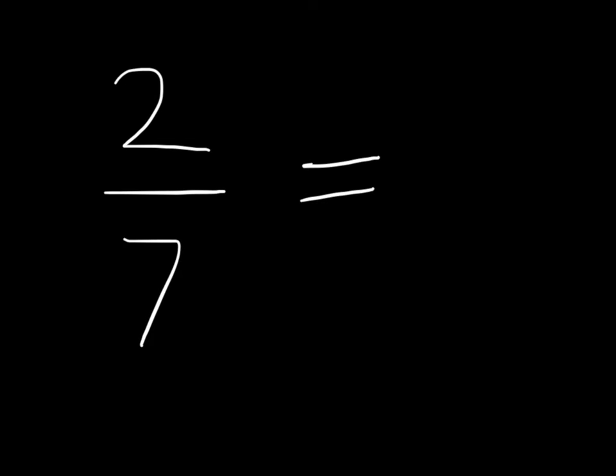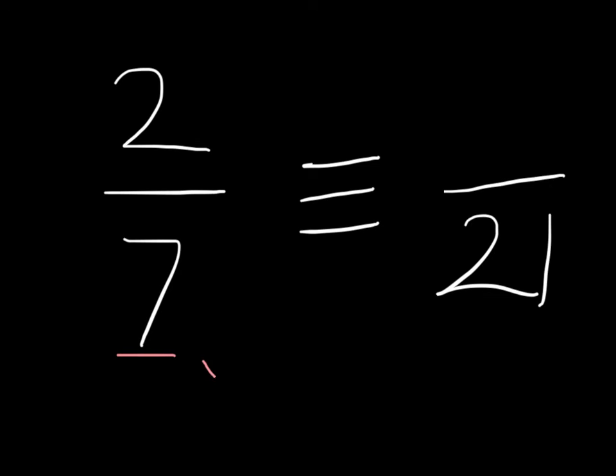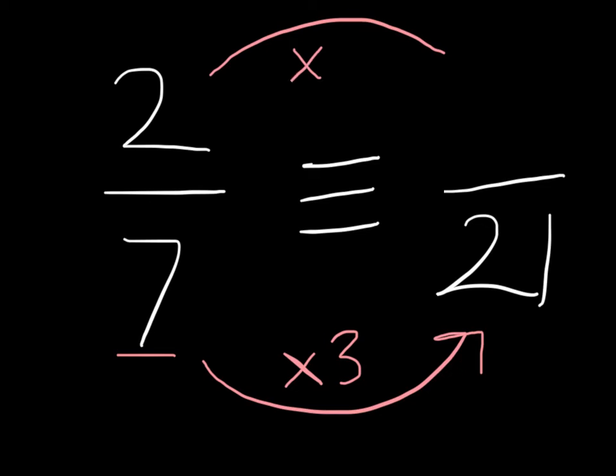Let's do another example. This time I've got 2 sevenths and my missing number is 21. So look at the 7 first. What have I done, or what can I do to make the 7 into 21? And you should be able to see, you've been practicing your times tables, but I've times it by 3. 7 times 3 is 21. What you do to the bottom of the fraction, you have to do to the top. So 2 times 3 is 6. So 2 sevenths is equivalent to 6 twenty-firsts.